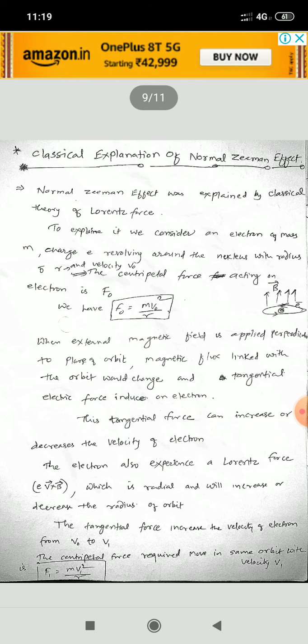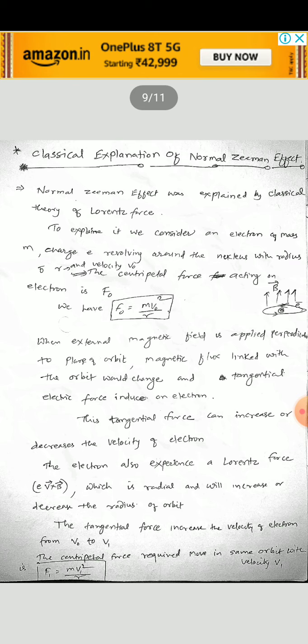The normal Zeeman effect was explained by classical theory using Lorentz force. As we know, Lorentz force is the force of both electric and magnetic. The electric force is charge into electric field, and the magnetic force is charge, velocity and magnetic field, so magnetic force is QVB.